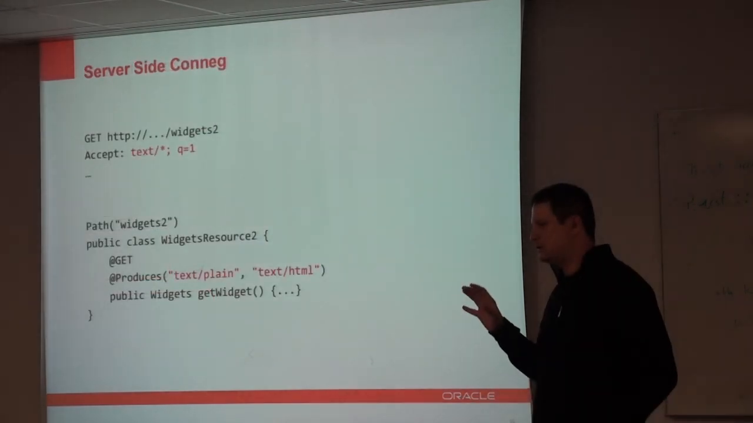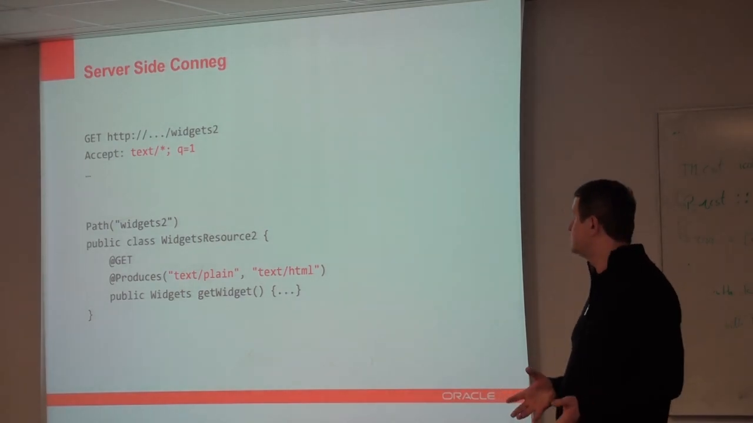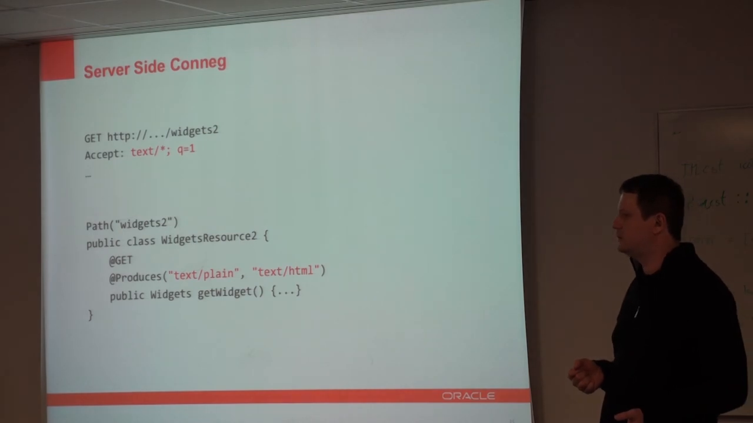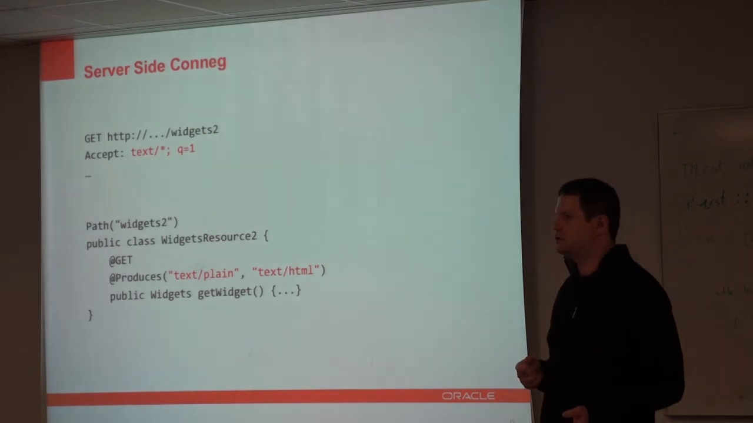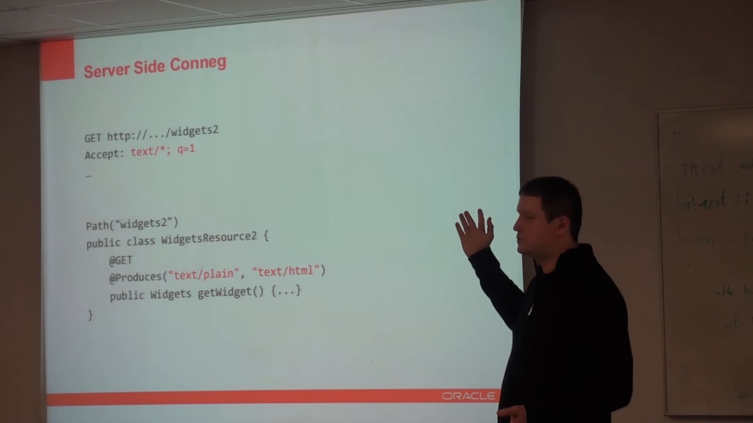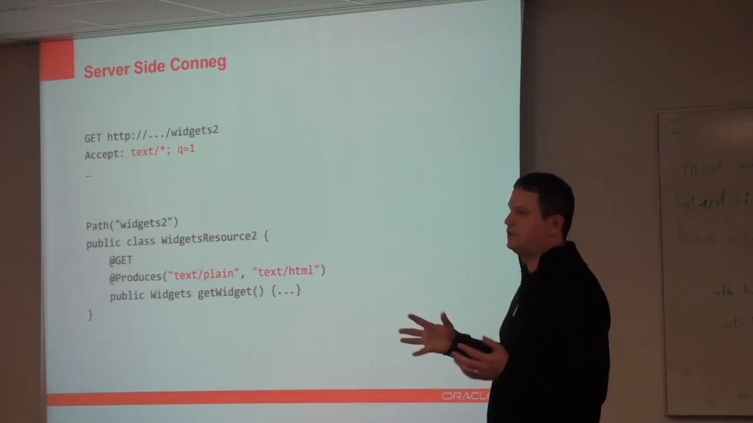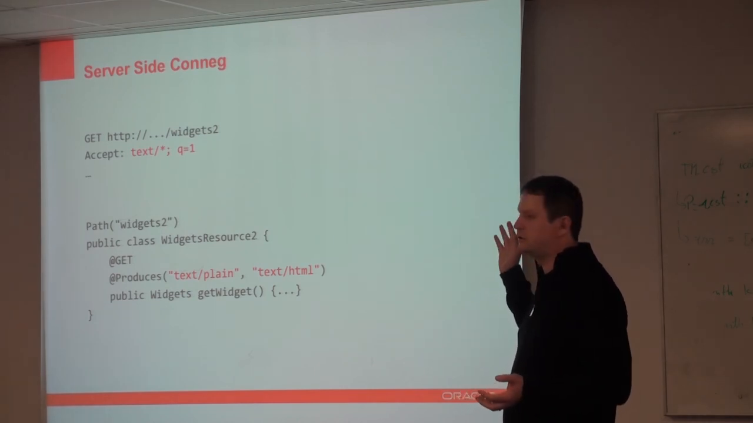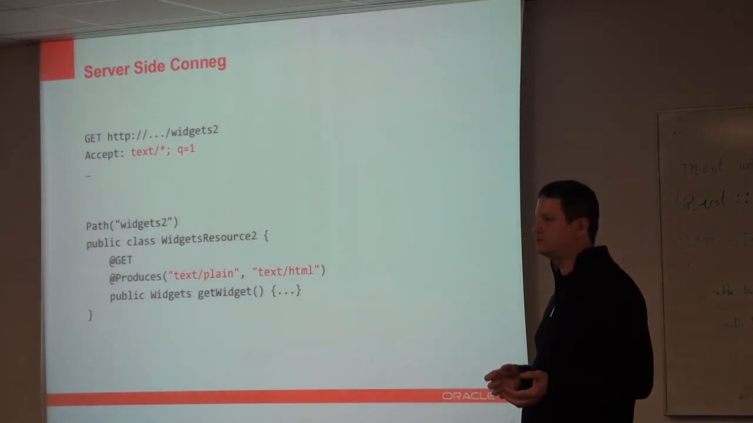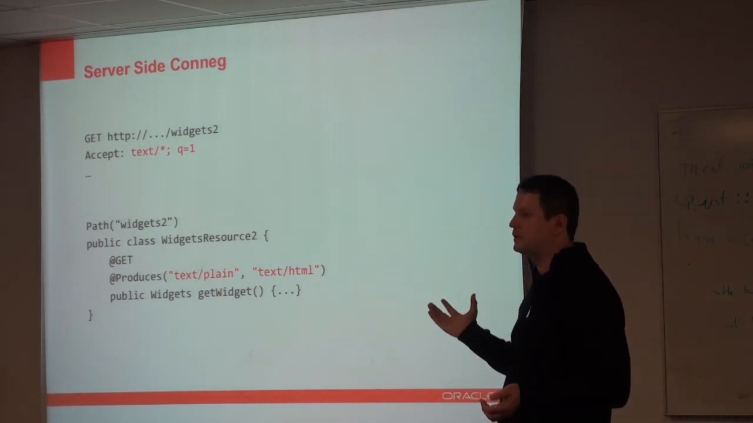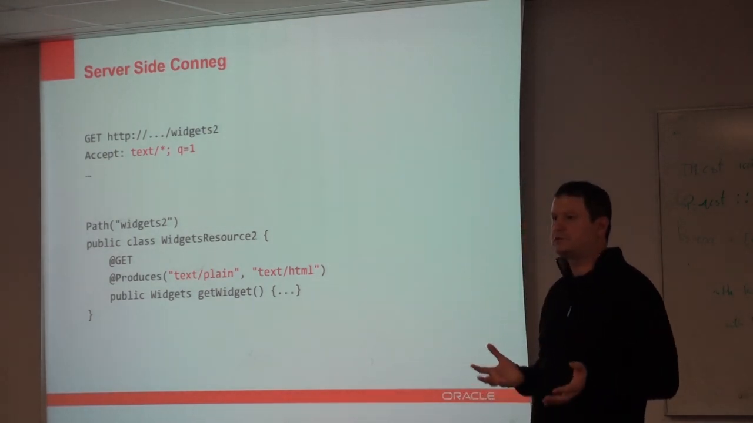So there are some other topics that we are doing. First, a quite interesting thing that wasn't solved in JAX-RS 1.0 is server-side content negotiation. What does it mean? Let's assume the client sends you a GET and tells you that it accepts any text, and the quality for any text doesn't matter to it. It's all the same. And on the server you can produce text plain and text HTML. So which one do you serve?